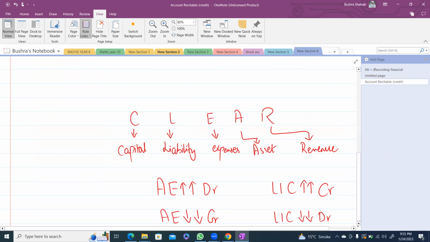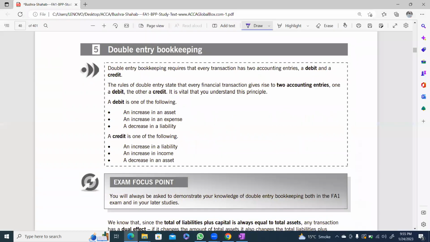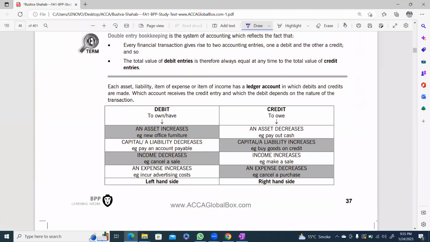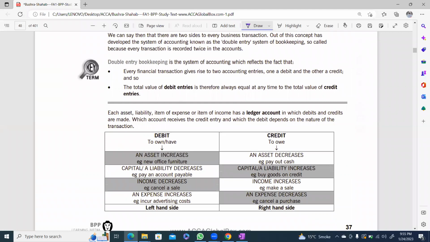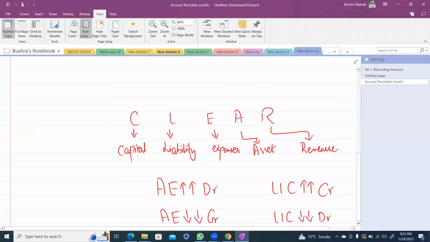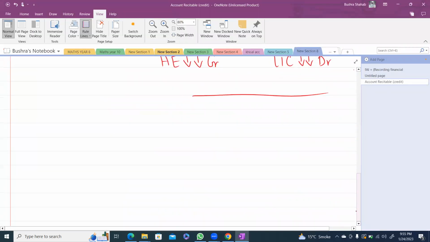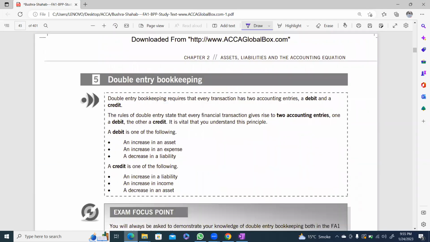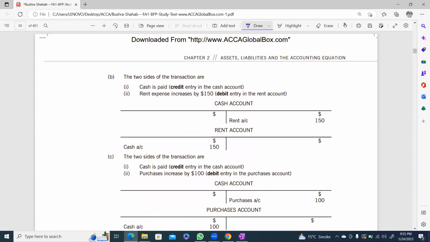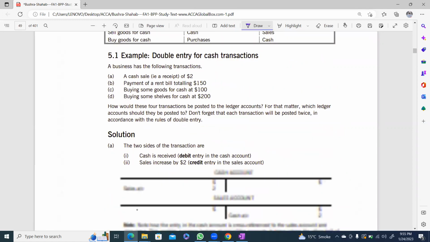Now we have the double entry bookkeeping system. Debit is always equal to credit. The total value of debit is always equal to credit. Now we have to make the accounts after we make the double entries. This is the credit side, this is the debit side. This debit side should always be equal to the credit side. Now we need to see the double entries.